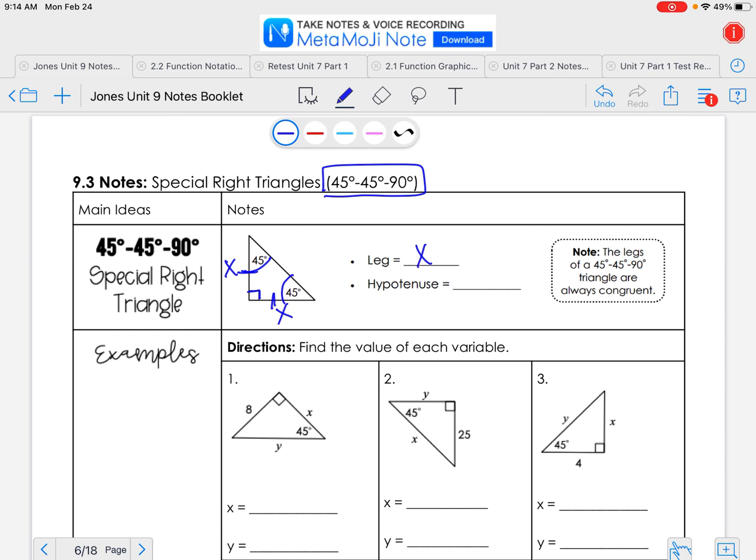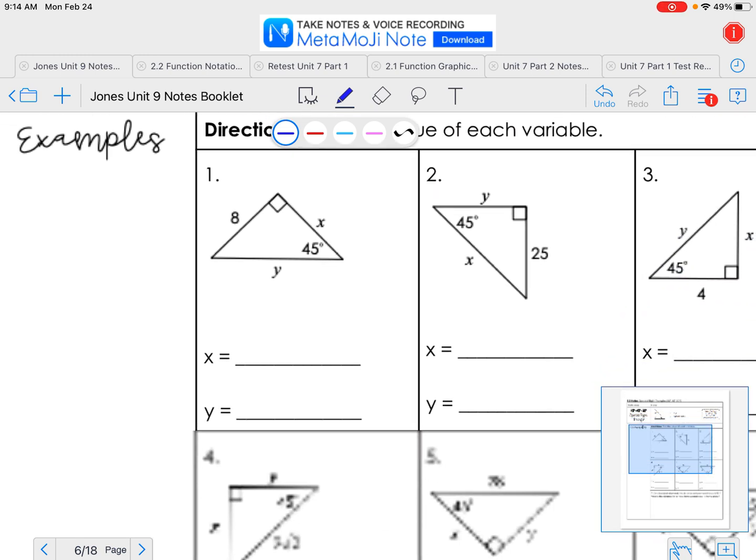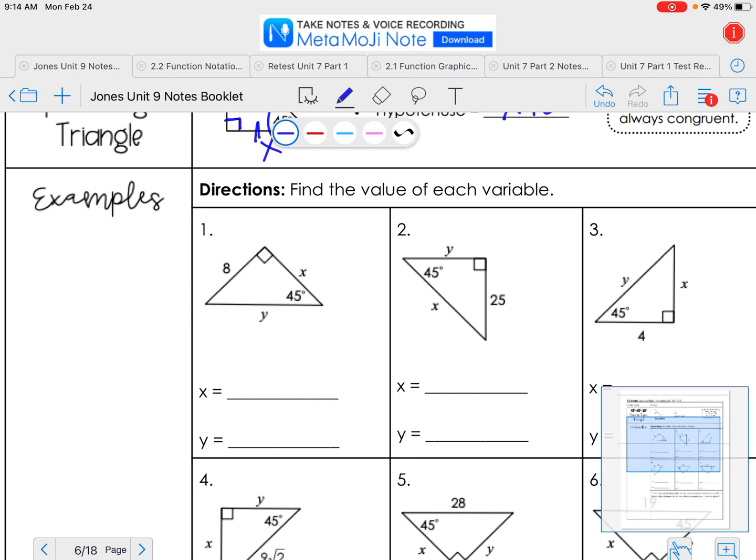So I'm going to say that if a leg is x, that's the length of a side, both are the same, then the hypotenuse has this special relationship that says whatever the leg is, whatever x is, you multiply it by the square root of 2, and you get the hypotenuse. Therefore, if I just know one of the sides of a 45-45-90 triangle, I can find the others. So let's look at some examples.